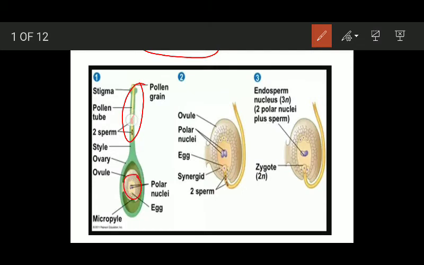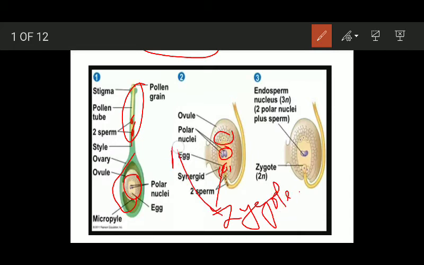Male gametophyte produces male gametes, two male gametes or sperms, while female gametophyte produces the egg cell. It has synergids, it has polar nuclei and the antipodals. During fertilization, the pollen tube grows, it moves through the stigma and stylar tissues, and ultimately it reaches the embryo sac. Once it reaches the embryo sac, one of the two male gametes fuses with the egg and results in the formation of zygote.